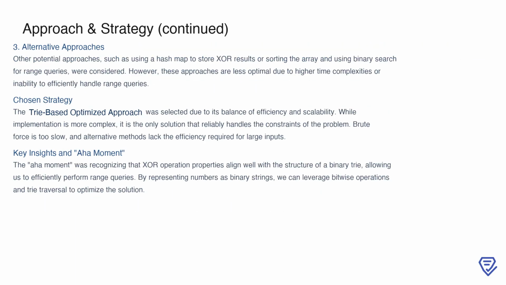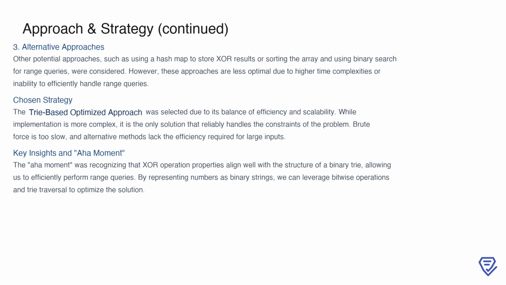Other potential strategies for solving this problem were also considered, such as using a hash map to store XOR results or sorting the array and leveraging binary search for range queries. However, these alternatives fall short in terms of efficiency. Hash maps, for example, struggle with handling the range constraints effectively, while sorting-based methods introduce additional overhead that makes them less optimal for this scenario.